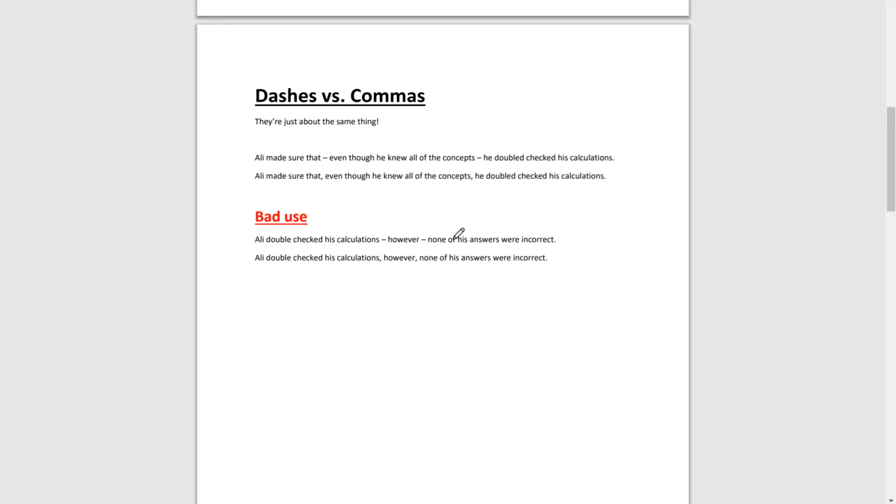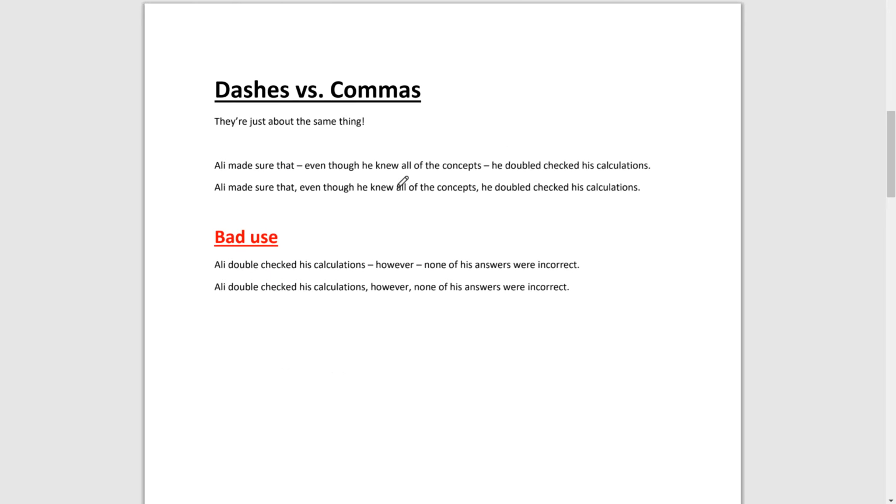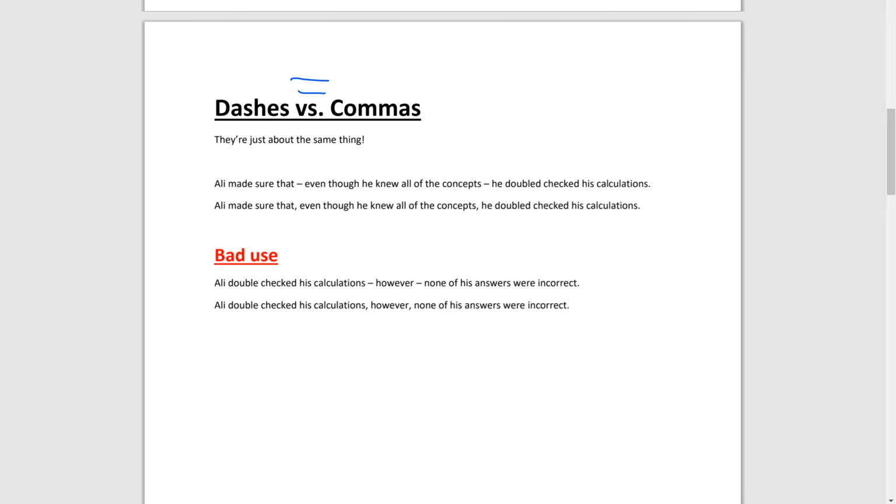Dashes versus commas. This is the second thing I want to talk about. These are also just about the same thing in terms of functionality. So again, I do the same thing here, an interchangeable example where I use a dash versus a comma, same exact thing. The main thing you need to take away from this is that this little portion right here that's separated by a comma or a dash, this is an interruption. So I'm going to call it an interruptive statement or an interruption.